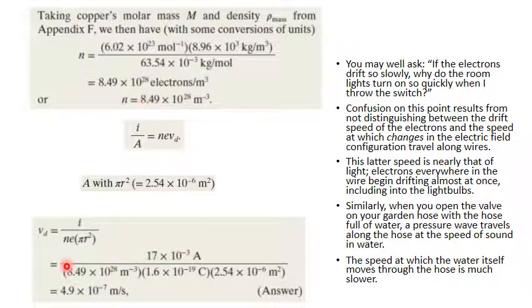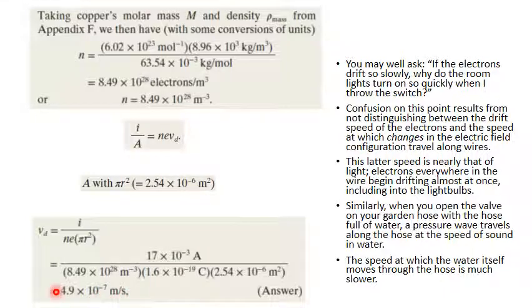The number we have obtained is 8.49 multiplied by 10 to the power 28. Electron charge is 1.6 multiplied by 10 to the power minus 19 coulomb, and the area is 2.54 multiplied by 10 to the power minus 6. By doing this, we can obtain the drift velocity of the charge here as 4.9 multiplied by 10 to the power minus 7 meter per second. This is the drift velocity in this case.